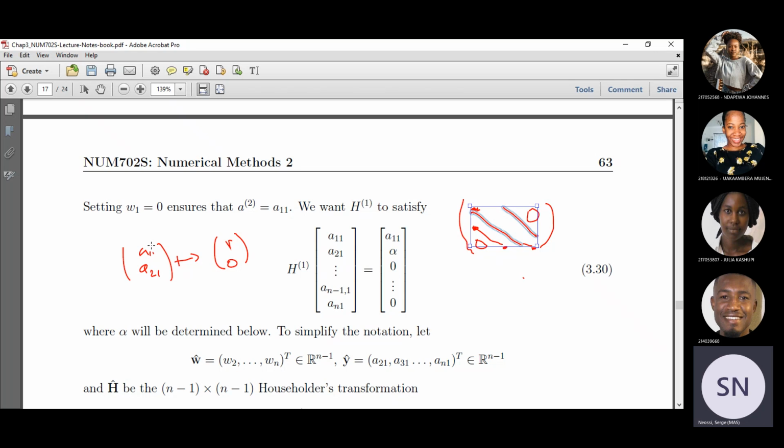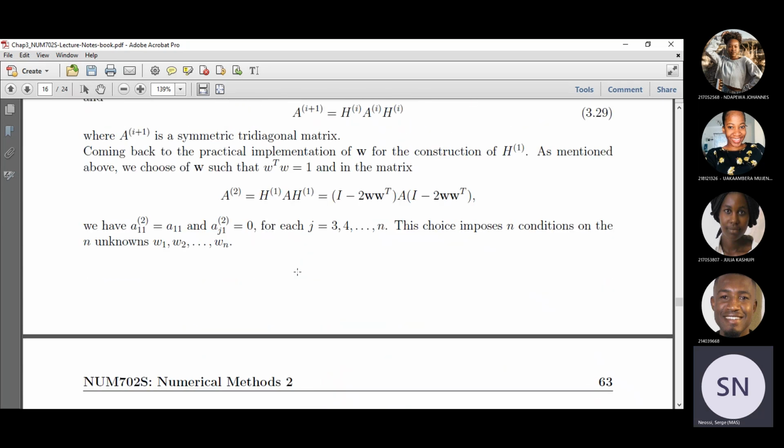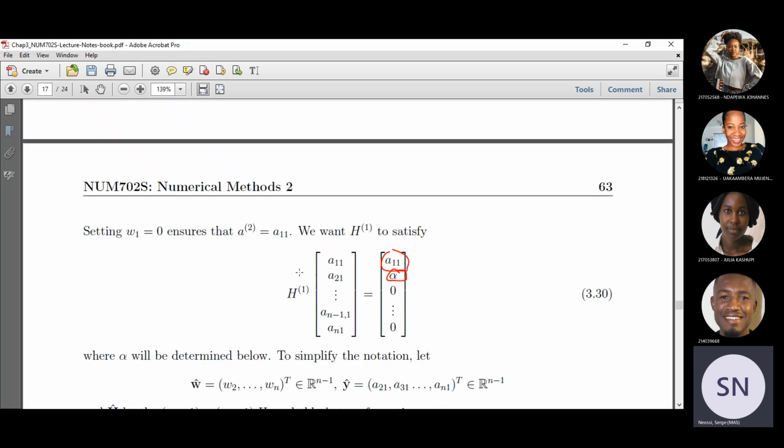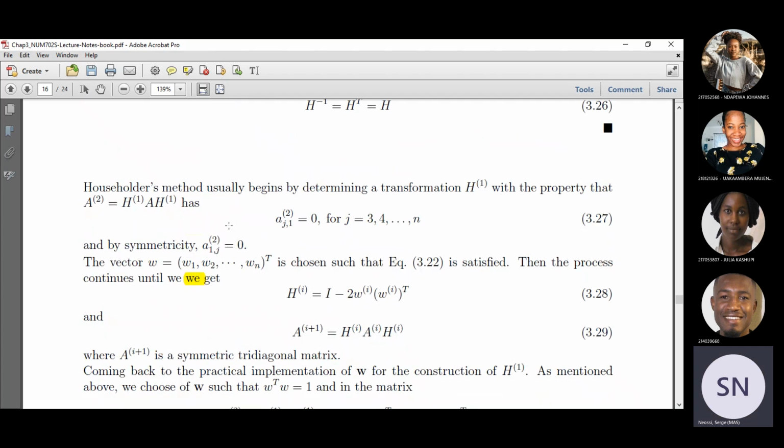So we will try to follow something similar. So that's why here now you see that when we apply our first transformation to the first column, this is unchanged, and then we have the second one because there should be 2 elements, A11, alpha, and then from the third position to the last, everything is 0. Right. So that's the idea. And by performing this, it will give us the values of our W, because remember we need to find our expression of H, because remember H is defined by W, right?